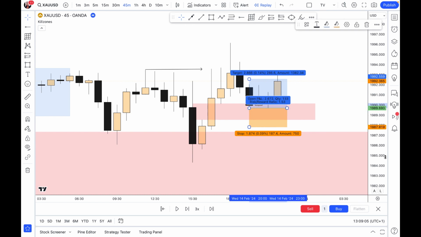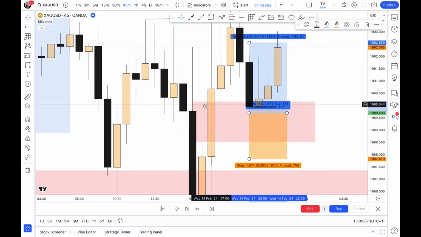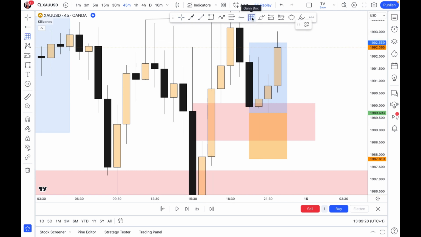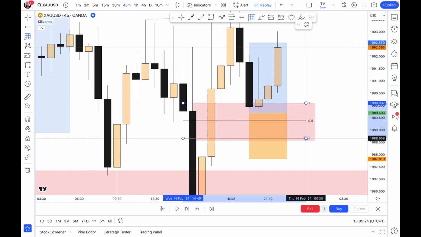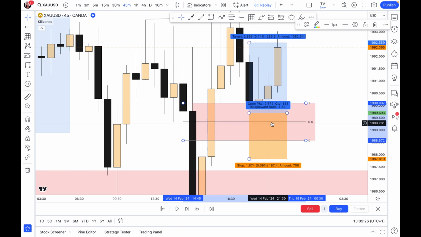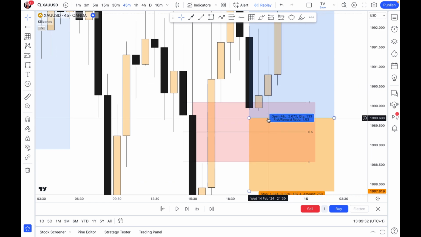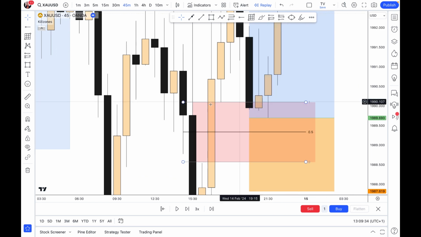Okay, so your entries can be gotten from inside this imbalance, or you can also take your entry from the 50% of this box using your Gann boss tool. This is the Gann boss, so you can mark out this zone. So you can also take your entry from the 50%, but as you can see on this particular trade, market did not exactly get to the 50%.